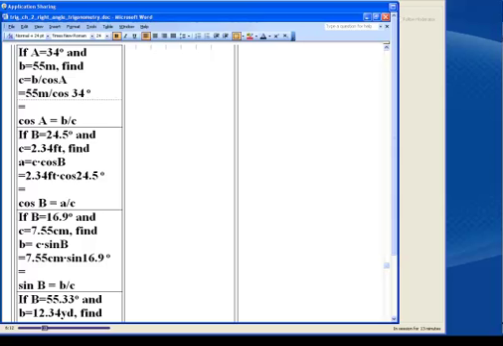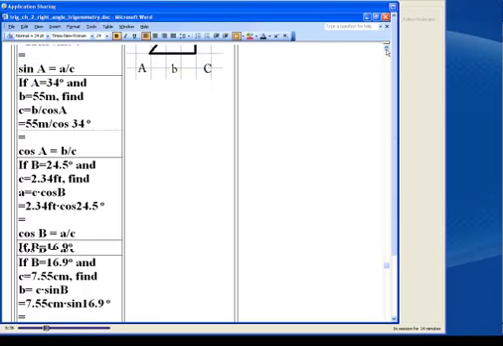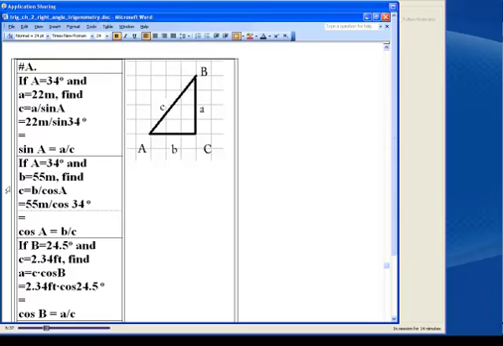There. Give me a moment to write this down. 12.34 times tangent. And the last one was 7.55 times sine 16.9. And I think I got them all. So I can go over to the graphing calculator.